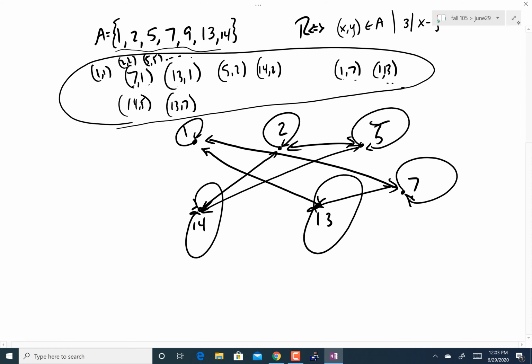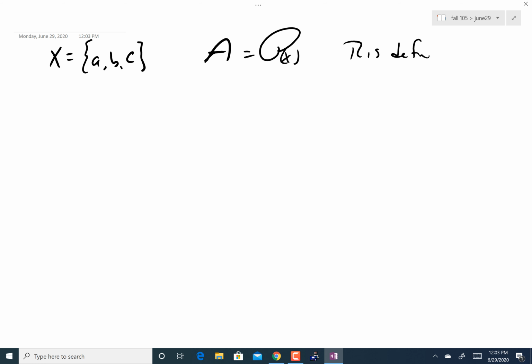We will see some other ones here, and here's a couple more examples of that. So let's do this one here. So X is equal to {a, b, c}. So A is the power set. The power set. Good Lord, learn this right. The power set of X. Nice. And R is defined on A.